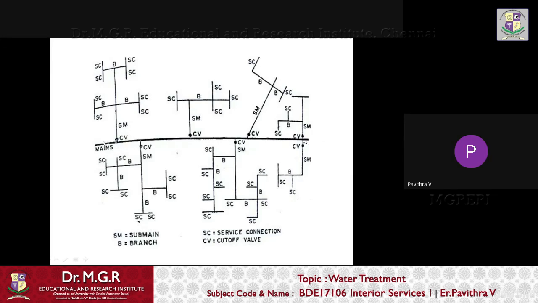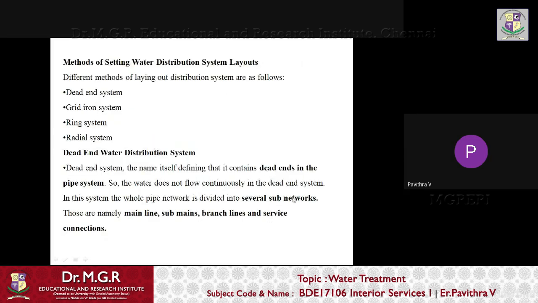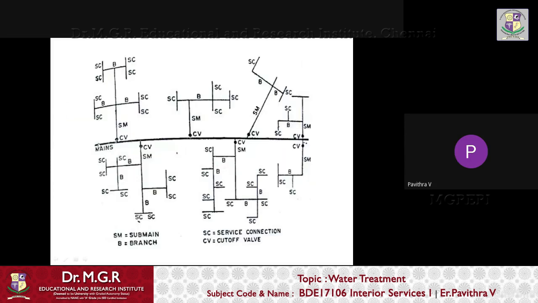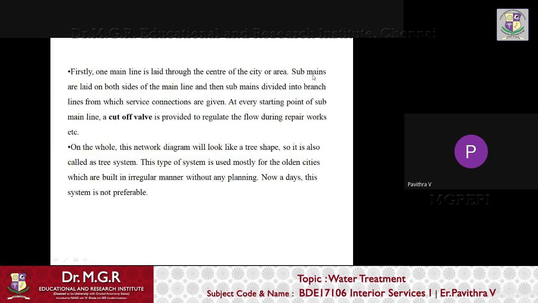So this is the main. After that, the main is subdivided into branches, and branches are subdivided into sub-networks. So main, sub-mains, branch lines, and the service connections. The first one is the main line, which is laid through the center of the city or an area, at the middle. After that, sub-mains are laid on each end of the main line, and then sub-mains are divided into branch lines from which service connections are given.